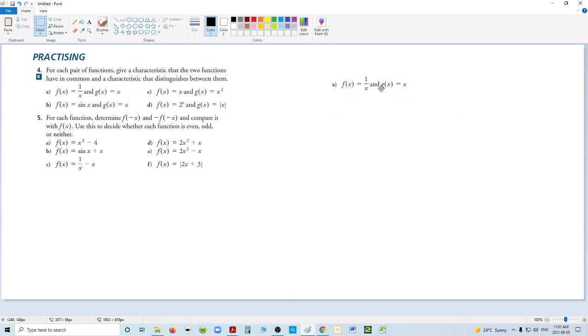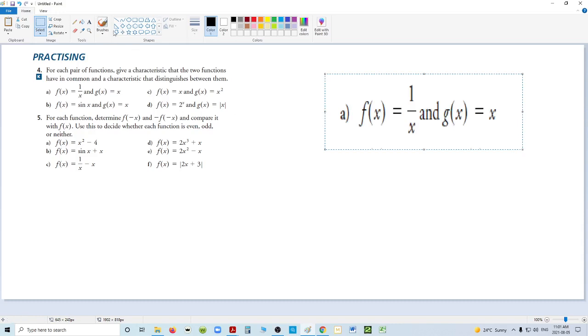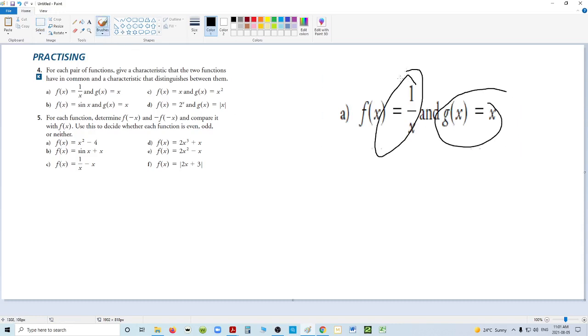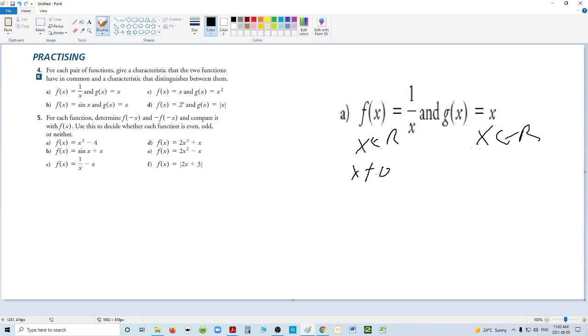For each of these pairs, give a characteristic that the two functions have in common and a characteristic that distinguishes them. So now they have restrictions on the x, their ranges have restrictions. So what distinguishes them: x can be any real number in this one, but x can't be equal to 0 on this one. So that distinguishes them.